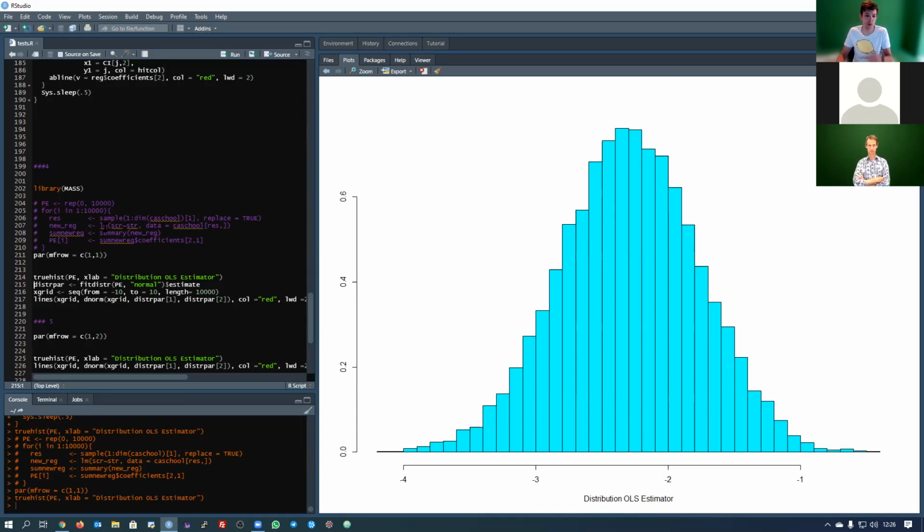And I did that before because it takes a couple of seconds or minutes, of 10,000 resampling steps or iterations. And in each iteration, I ran a regression and I obtained an estimate for the slope coefficient. As you can see here, most slope coefficients were around minus 2.3, that area. So the value we already know is the true value.